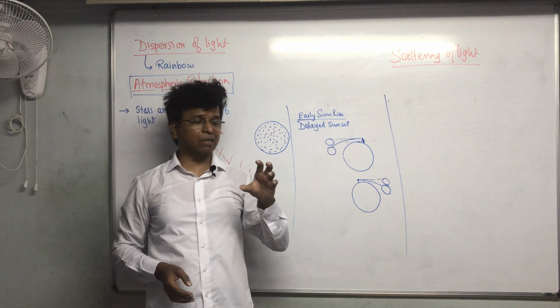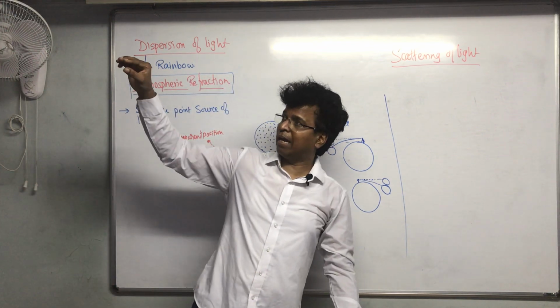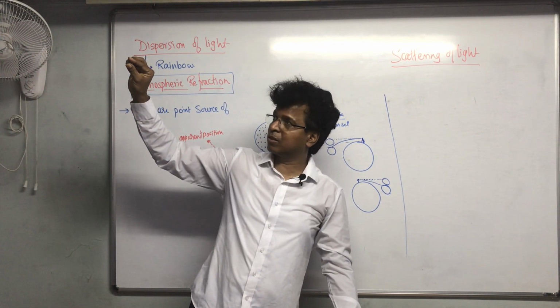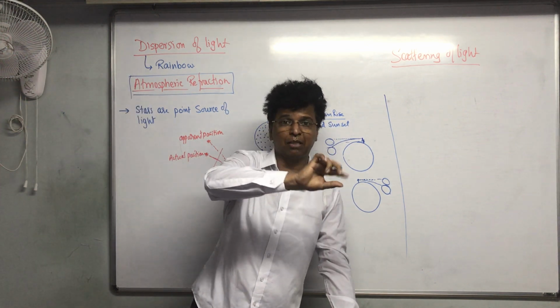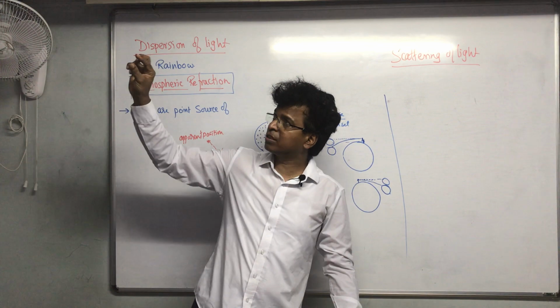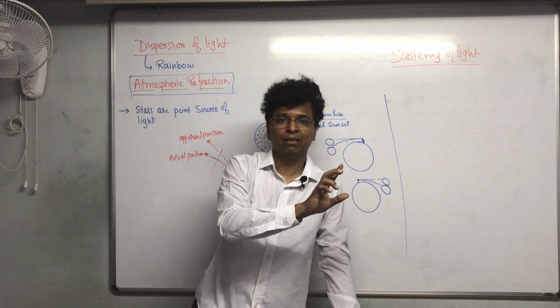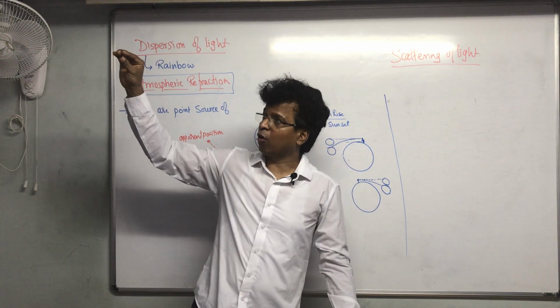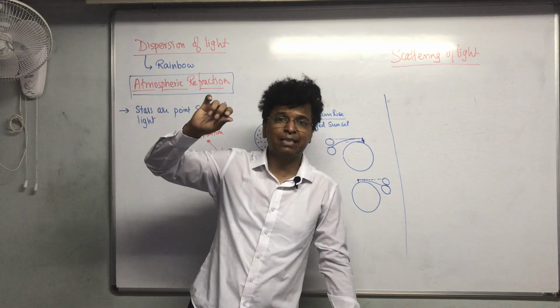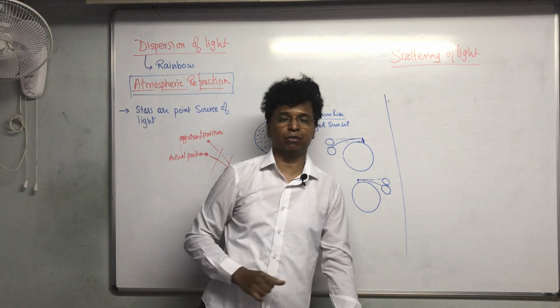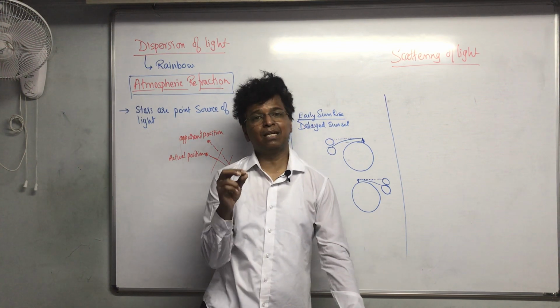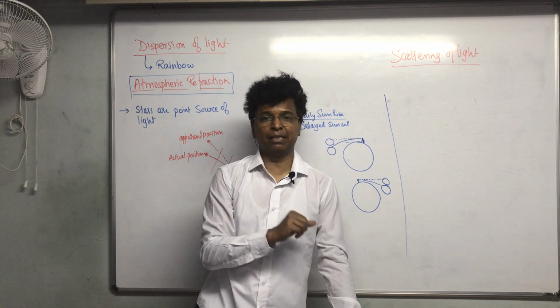Tyndall effect. Tyndall effect is basically the same. If a small beam of light is allowed to travel into a dark room, you are able to see the path of the light, because light which is falling on every particle over there is getting scattered and is creating a path of its own. That basically is the Tyndall effect, which we have learnt in 9th.